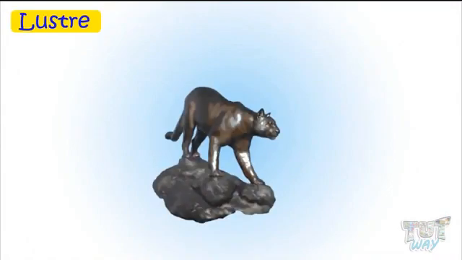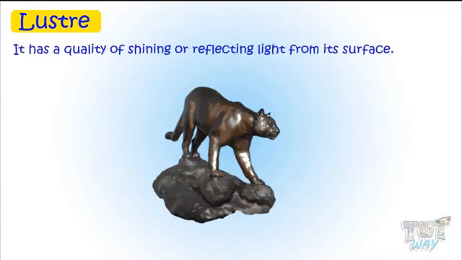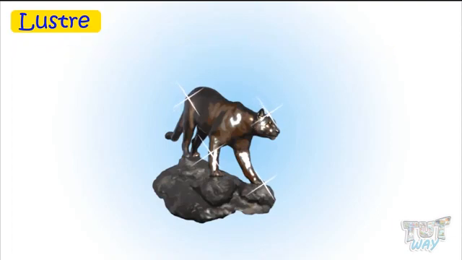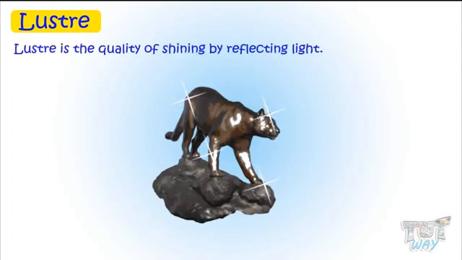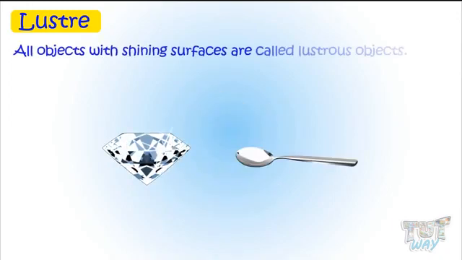Luster. We can say this monument is lustrous. But why? We will call it lustrous because it has a quality of shining or reflecting light from its surface. So, luster is a quality of shining by reflecting light. All the objects with shiny surfaces are called lustrous objects.